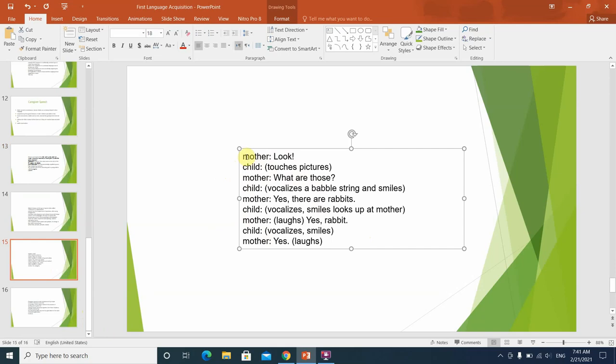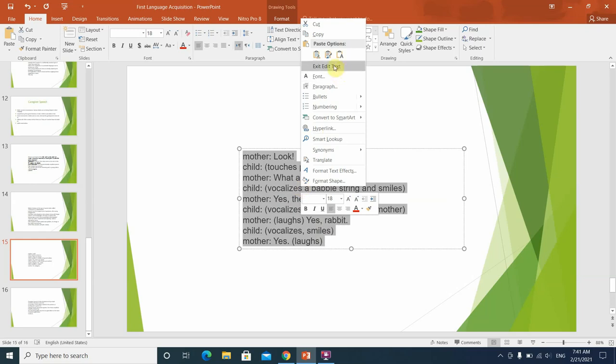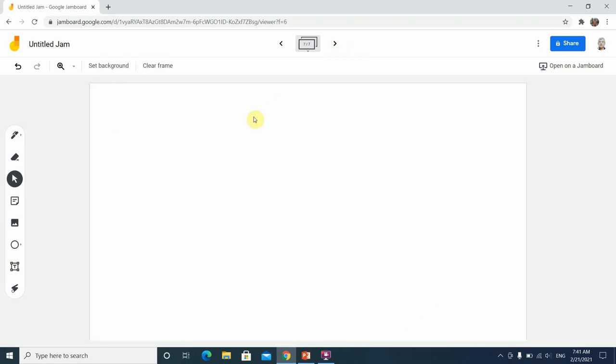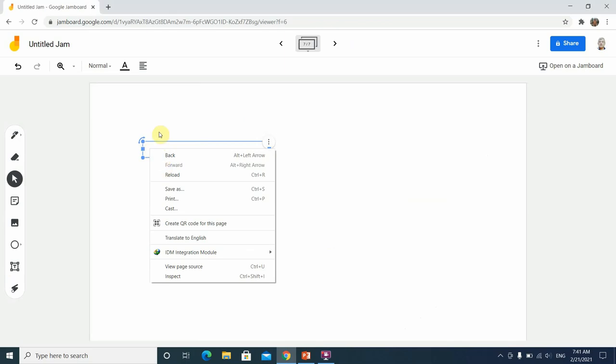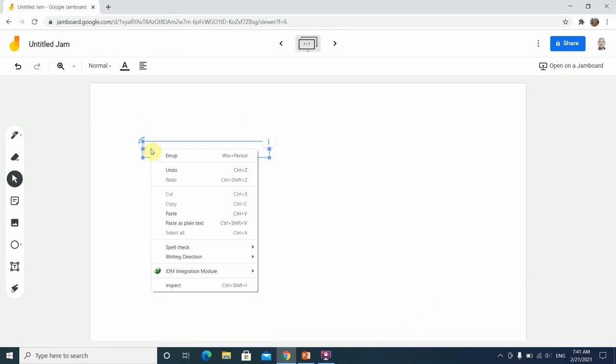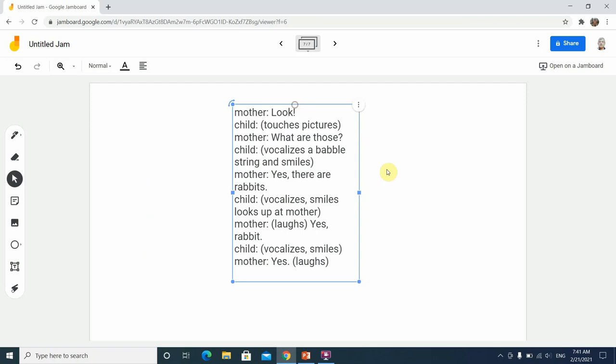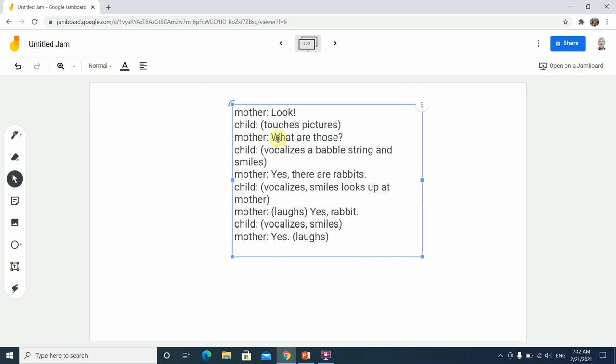Look at this short and interesting conversation between a mother and her child. Let me put it here. Okay. Hopefully this is clear. The mother says, look. And the child touches pictures. Mother, what are those?